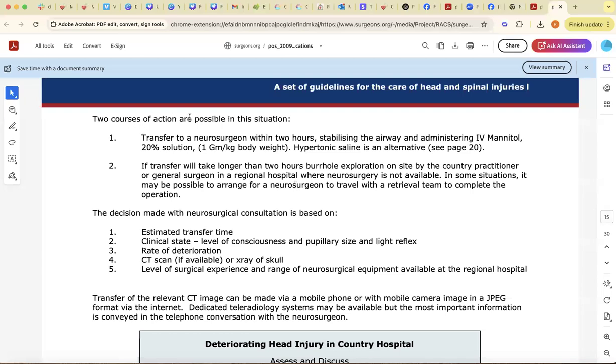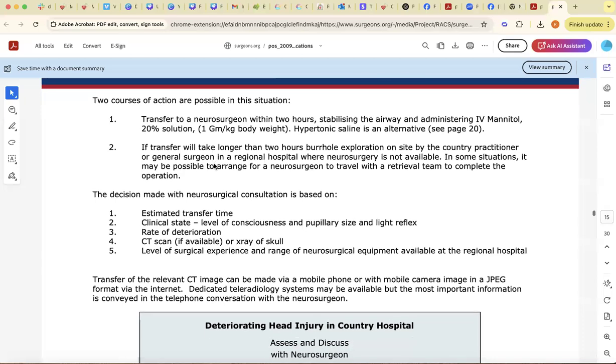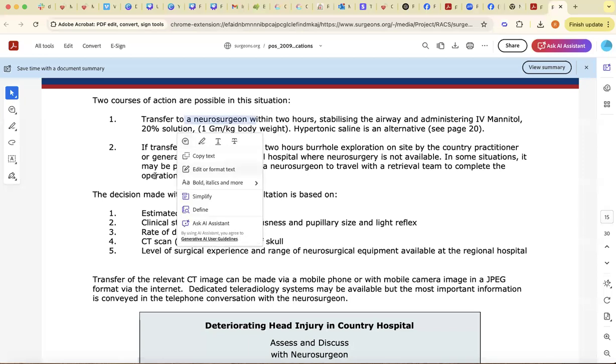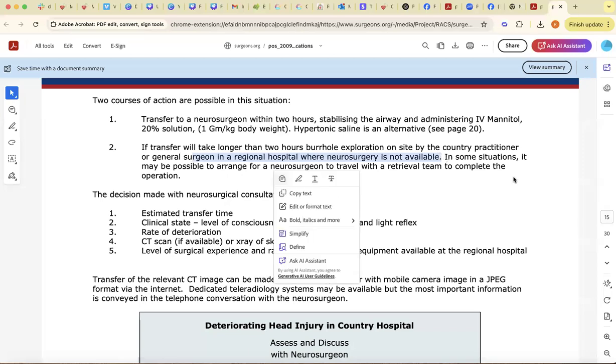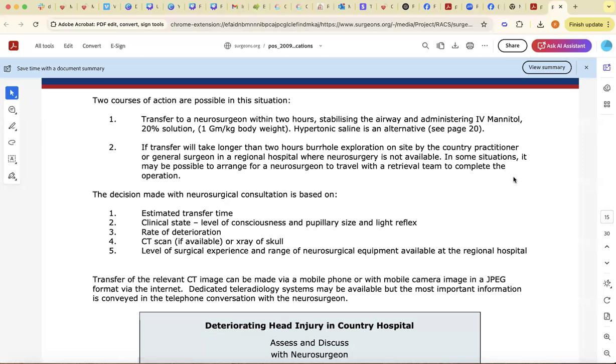So see this one. There are two courses of action possible in a deteriorating patient. One, if the tertiary hospital is less than 2 hours away, then we send the patient to them. If transfer will take longer than 2 hours, bar hole exploration is done on site by the country practitioner or general surgeon in a regional hospital where neurosurgery is not available. Okay? So this is all about saving this patient's life. It's not something that we do every day. Remember that.